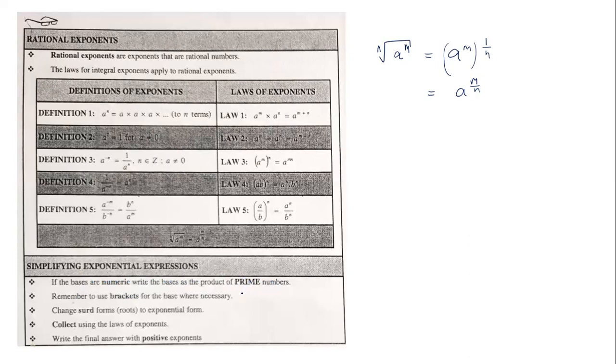So let me try to make an example of what has actually been said here. Our bases could be in the form of alphabets or variables per se. For example, I can have my base as A, I can have my base as X, I can have my base as B. That's not numeric. But if my bases are numeric, for example, I have 4 to the power of 1. So now when I have 4 to the power of 1, this is what I'm going to do when I do simplification of exponential expressions.